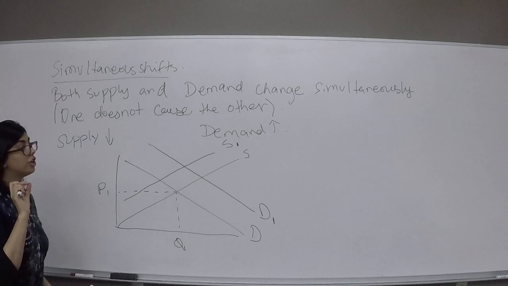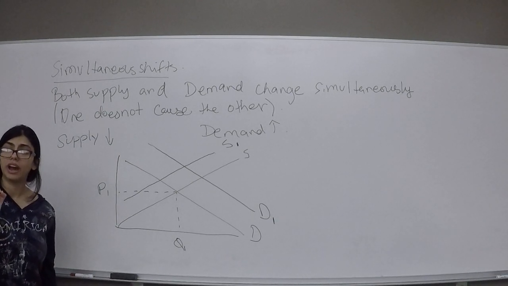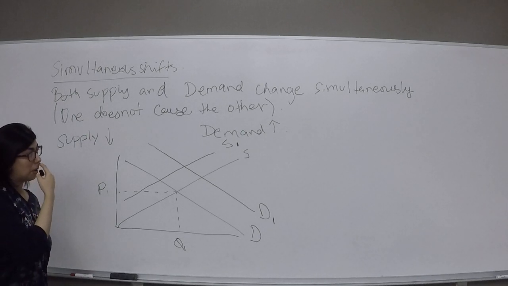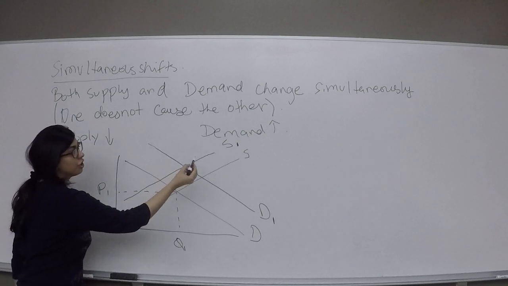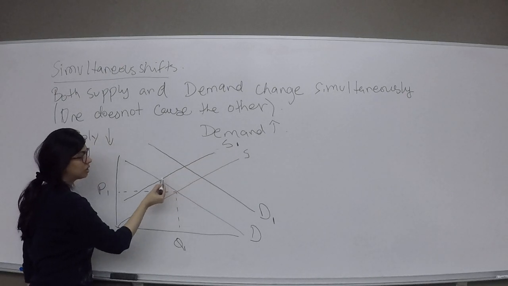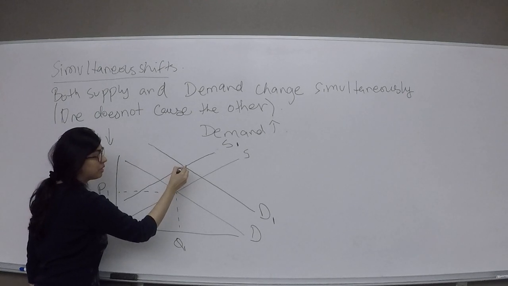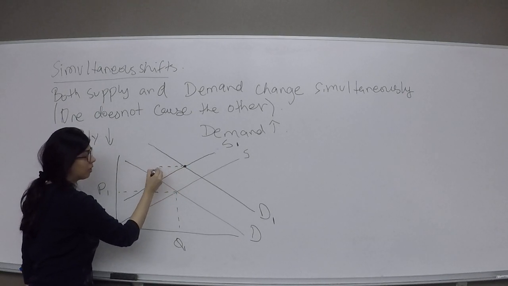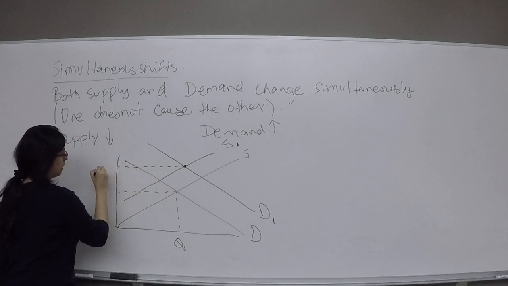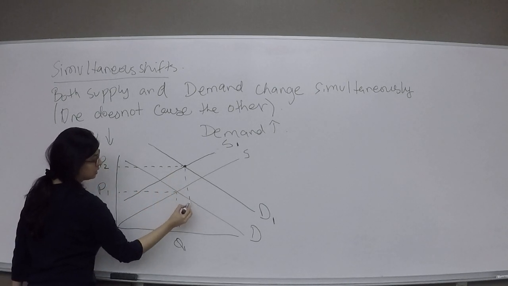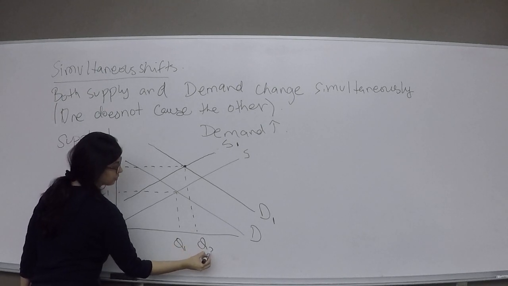Now, where the new supply and new demand curve meet, that's your new equilibrium. So, this is your new supply curve. This is your new demand curve, and where they meet is your new equilibrium point. We'll call this P2 and Q2.